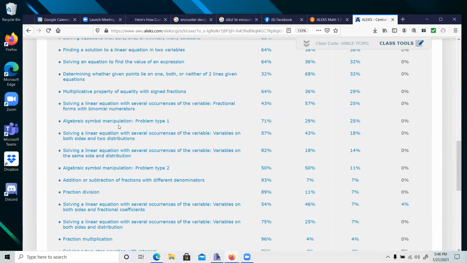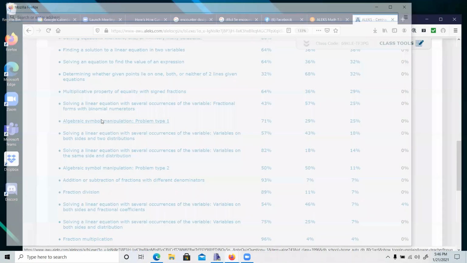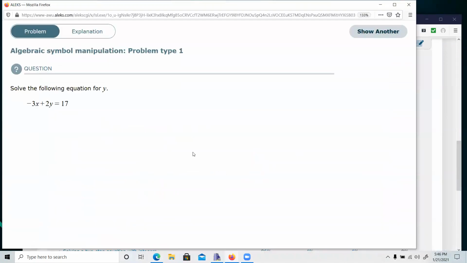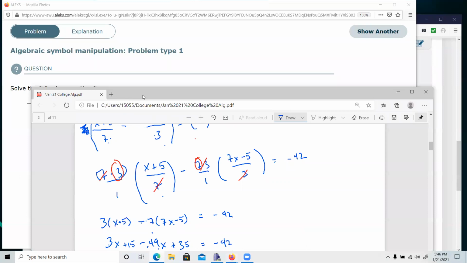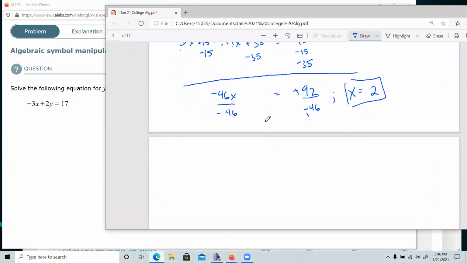So what are we looking at next here? We have fractions, fractional forms with binomial numerators. Let's go with algebraic symbol manipulation type 1. Names they come up with for these. Okay, that's all they want us to do here. So solve this for y. This is kind of what we did yesterday, right? With the ordered pairs.